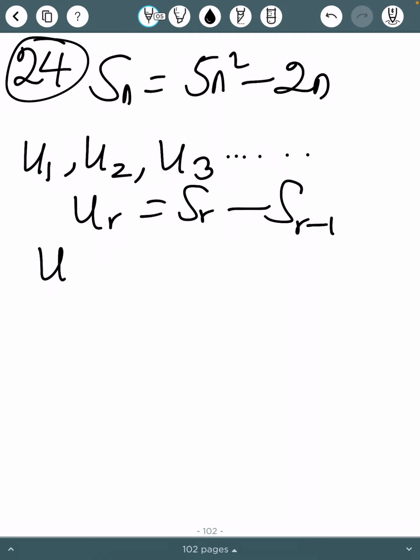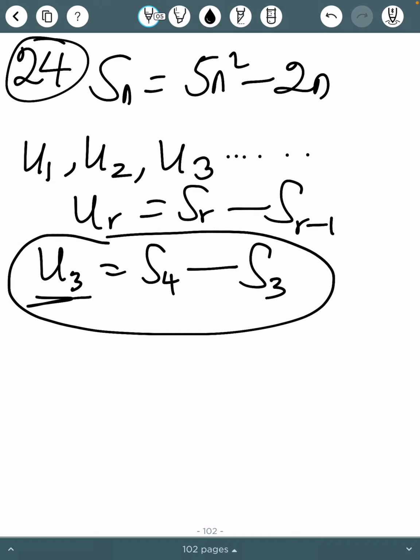This is just like saying the third term is found by the sum of the first three terms minus the sum of the first two terms, just like what we just completed in number 23. This is question 24a. The question says we should express UR, the rth term, in terms of r in its simplest form, and show that the sequence is a linear progression. This is a very simple question.